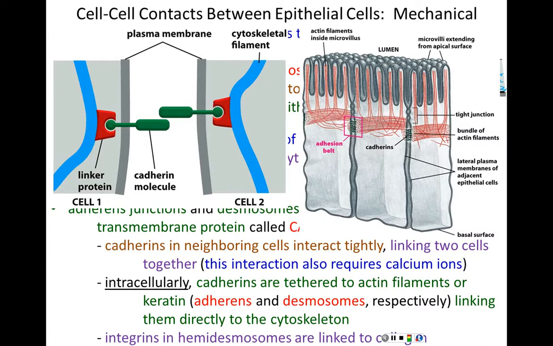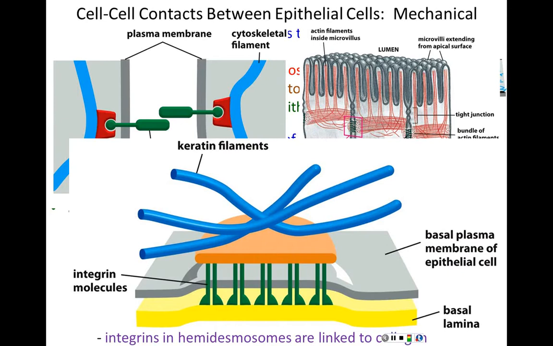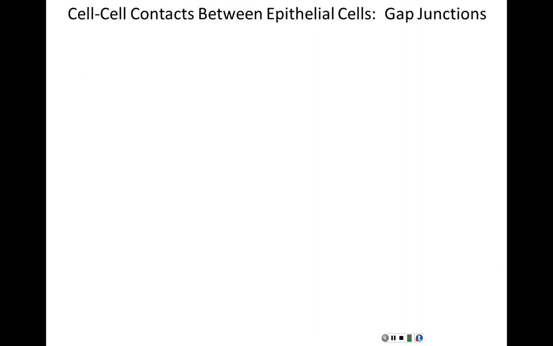I'm not going to really talk about hemidesmosomes so much, except to say that hemidesmosomes use integrins, and those integrins are linked to collagen. This is a similar thing. This is what we've talked about already, integrins binding to collagen. But here it's doing so to stably anchor these epithelial cells to the basal lamina. So this is the mechanism for the interaction between the basal lamina and the epithelial cell.